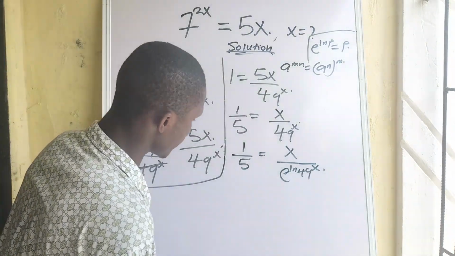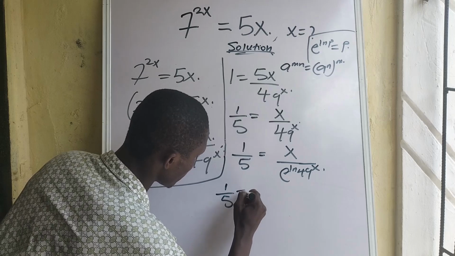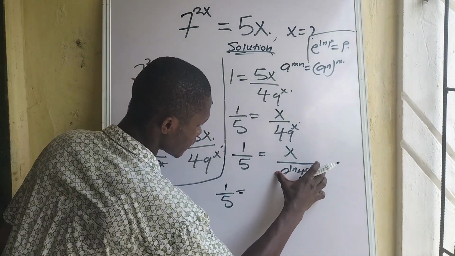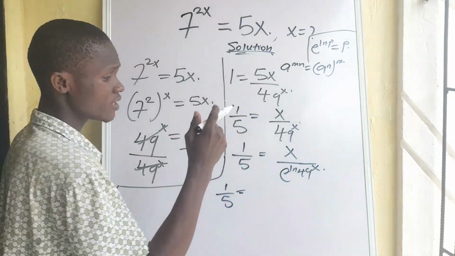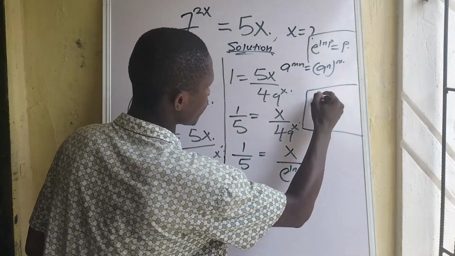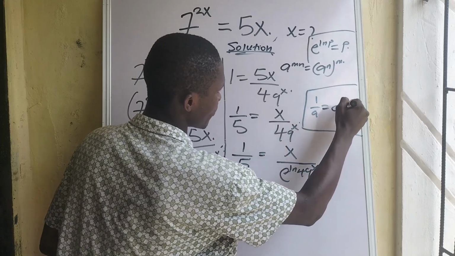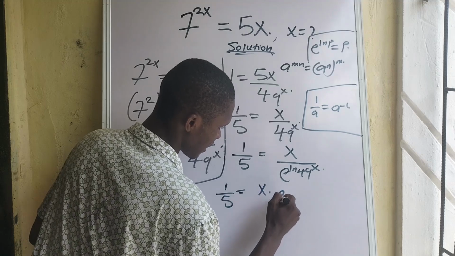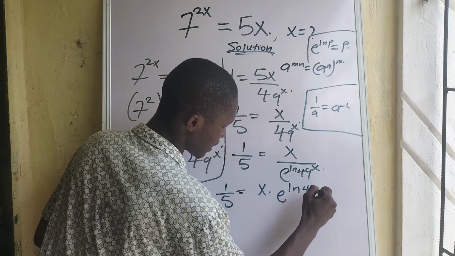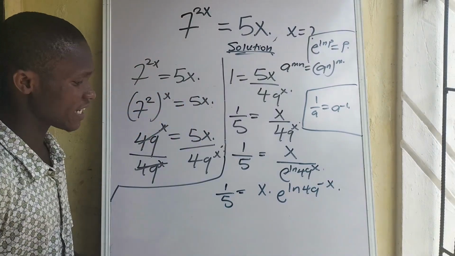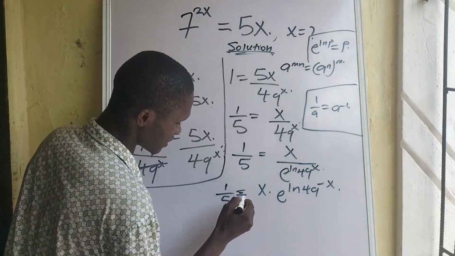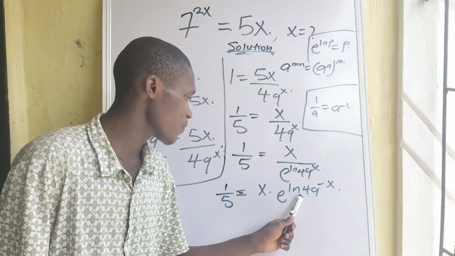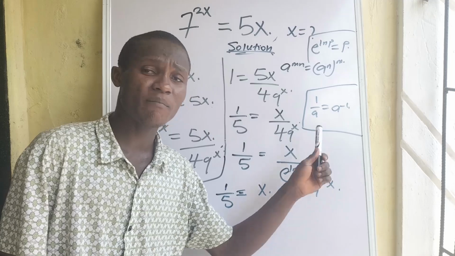Rewriting the whole of this, we can say 1 all over 5 is equal to, and I'm going to apply a principle again from indices. Remember from the indices rule, 1 all over a is also equal to a to the power of minus 1. If I apply this principle here, I'm going to have x times exponential of the natural log of 49 to the power of minus x. So I'm now having 1 all over 5 is equal to x times exponential ln 49 to the power of minus x.